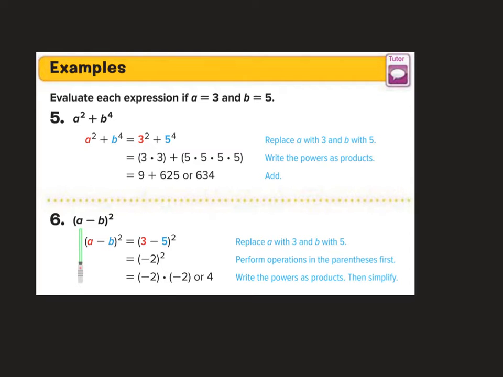In example 6, we've got a minus b in parentheses squared. Remember, a is 3, so we end up with 3 minus b, which is 5. So 3 minus 5 in parentheses squared. We do what's in the parentheses first. 3 minus 5 is negative 2. Negative 2 squared, and then negative 2 times negative 2 would end up giving us an answer of positive 4. So with these substitution problems, we just take whatever values they say the variable is equal to. A is 3, plug in 3 for A. B is 5, plug in 5 for B, and then basically evaluate the expression.